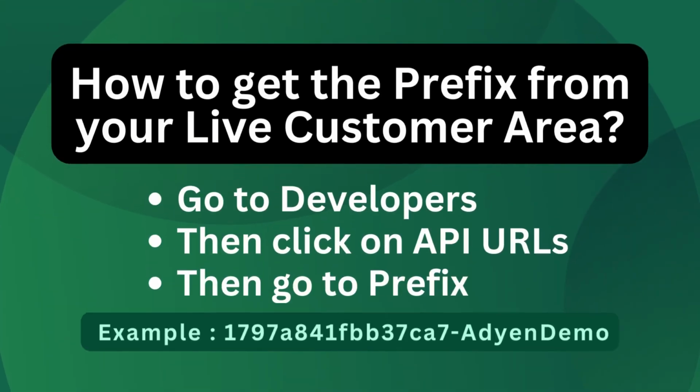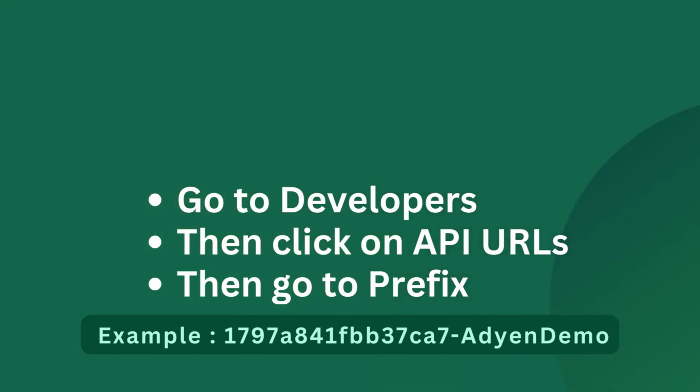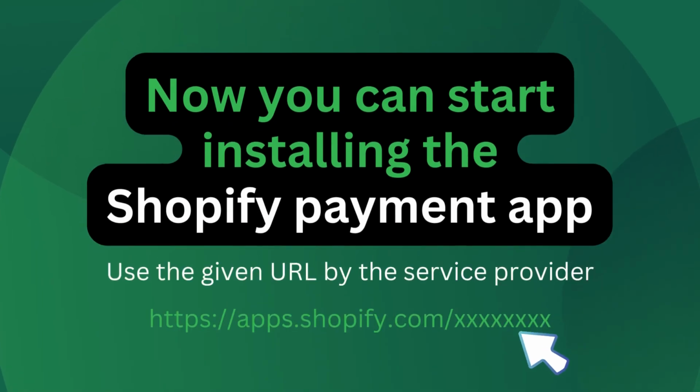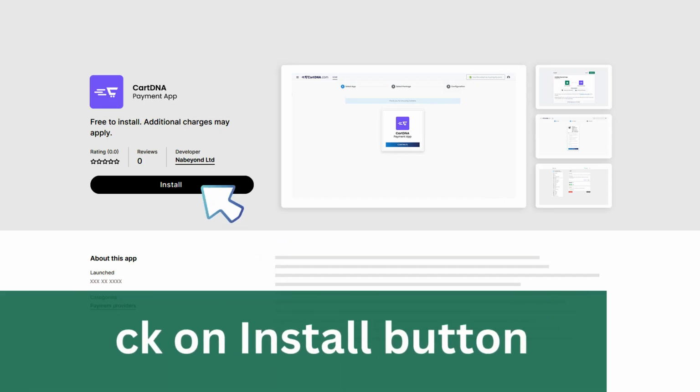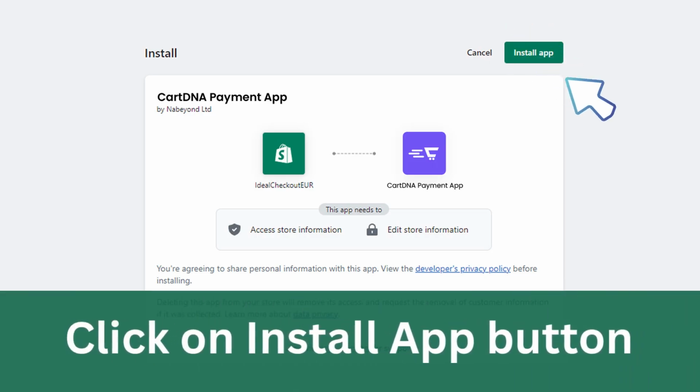How to get the prefix from your live customer area. Go to Developers. Then click on API URLs. Then go to Prefix. Now you can start installing the Shopify payment app. Click on the Install button. Then click on the Install App button.